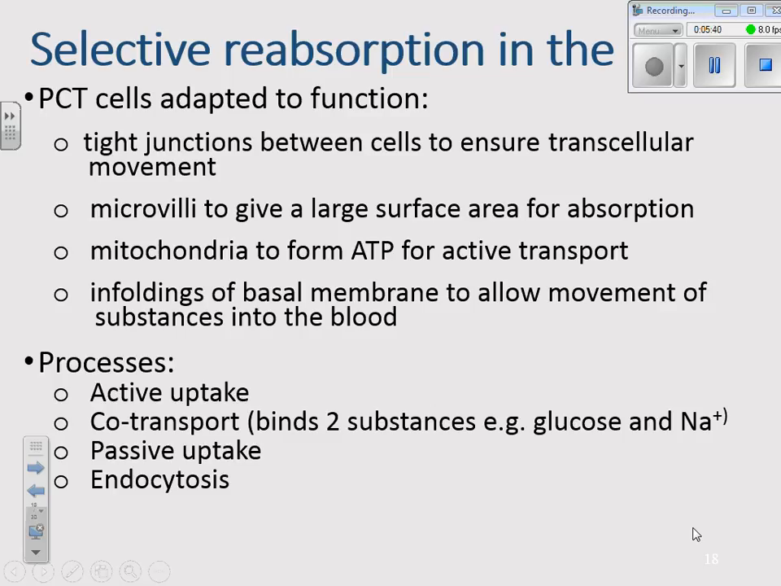So in the PCT, the cells are adapted to ensuring movement of substances, reabsorption actually through the cells themselves, the tubule walls, rather than squeezing in between any cells. The cells on the inner surface of the tubules have microvilli, which are little tiny extensions, and they also contain a lot of mitochondria for ATP, for the active transport. And the basal membrane is the outer layer of the tube where it's going to come into contact with those peritubular capillaries. The membrane attached to that is folded a lot, so you've got quite a large surface area there to allow substances to pass into the blood.